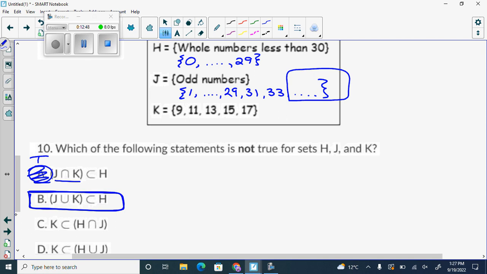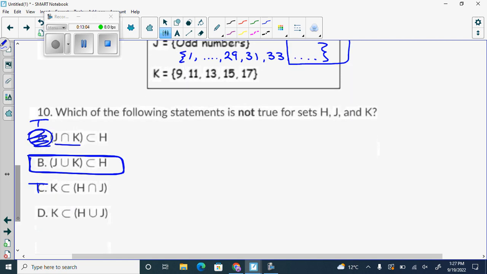Okay, this one is K is a subset of H and J. H and J have in common all the odd numbers from 1 to 29, and K fits in all the odd numbers from 1 to 29. So K is a subset of H and J. So this is true. And then this one, K is a subset of H or J. Well, now there's even more numbers, so it's true. So it would be B.